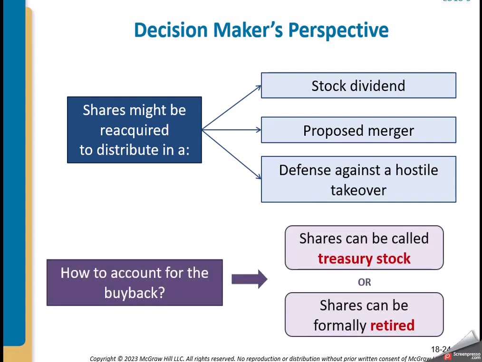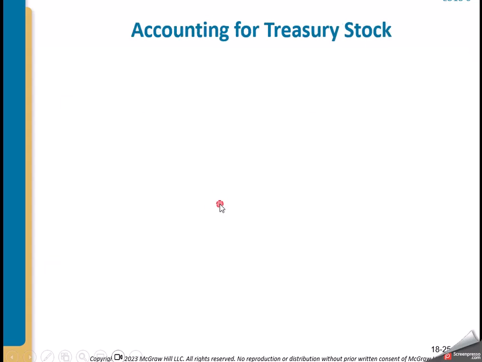So what we call that, though, is either treasury stock. If we're just going to hold it for a short-term period of time, it'll be treasury stock. If we never want to reissue those shares, we can officially retire those. And then the shares, again, could be acquired for these different reasons. Maybe we want to do a stock dividend. Maybe we're eventually going to try to merge with another company. Maybe we can sense somebody's trying to increase their ownership in us and we're not okay with that, so we want to increase the shares that we have.